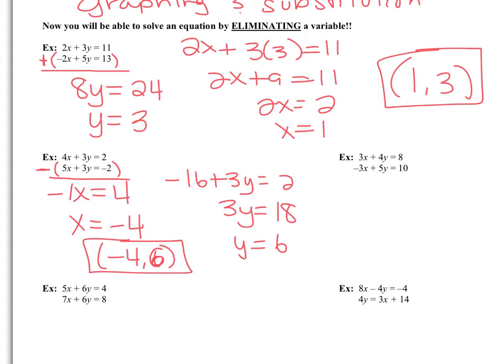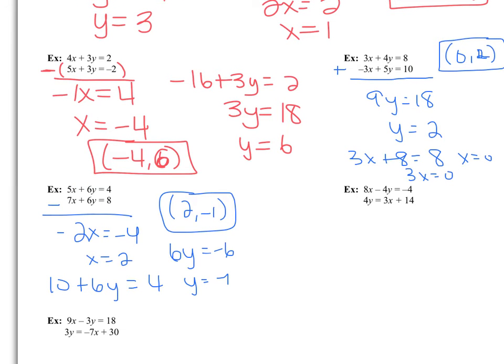So you're going to try this example here, 3x plus 4y equals 8, and then this one down here by either adding or subtracting. Pause the video, press play when you're ready to check your answers. So on this example, you want to add to cancel out your x's. And then 4y plus 5y is 9y, 8 plus 10 is 18, so you get y equals 2.